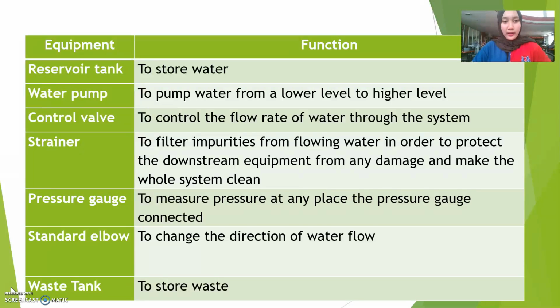So for the control valve, it is to control the flow rate of water through the system, and the strainer is used to filter impurities from flowing water in order to protect the downstream equipment from any damage and make the whole system clean. And the pressure gauge is to measure pressure at any place the pressure gauge is connected.